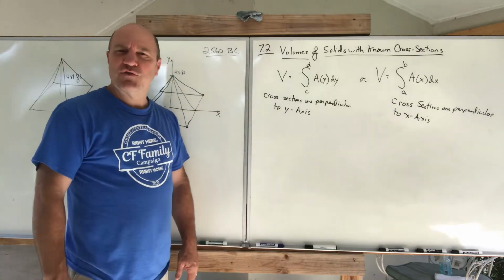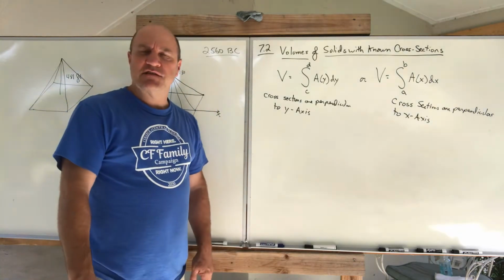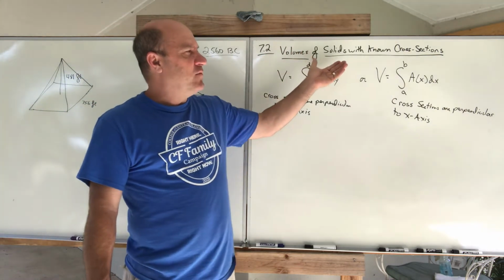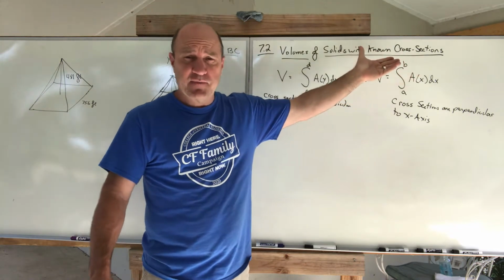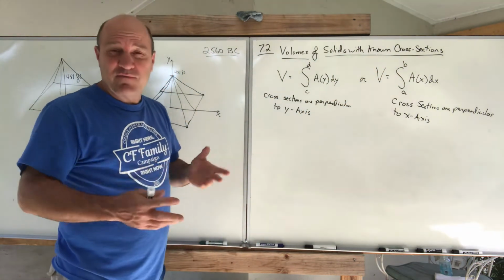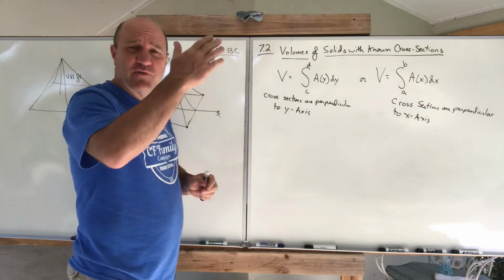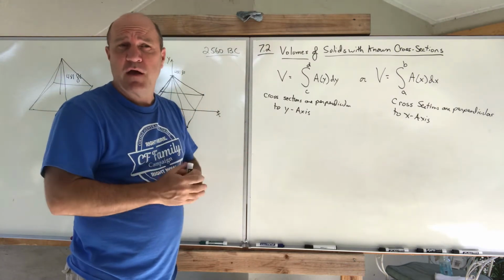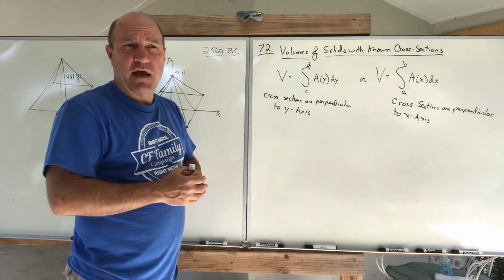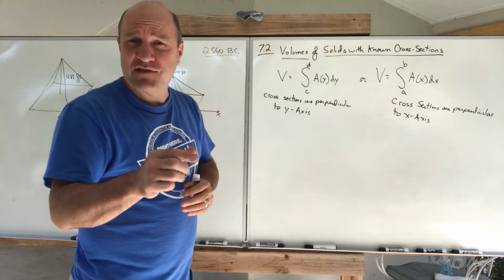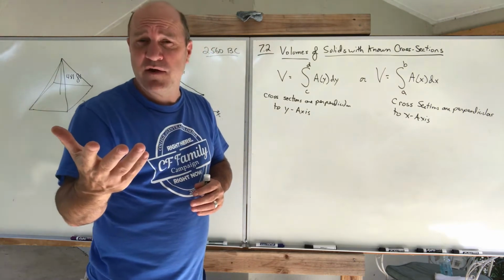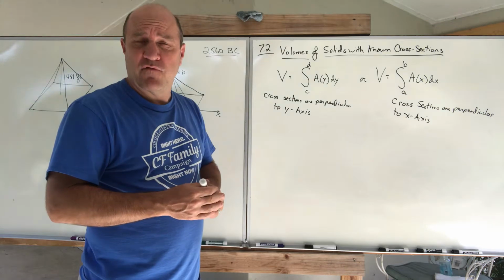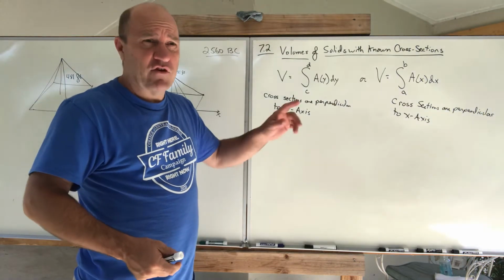Hello, Calculus 2. There's one idea left in section 7.2, and it's the volume of a solid with known cross sections. Now, when we were doing the disk method, we had known cross sections. We were slicing them into disks, so those cross sections were circles. We called them disks. And the area formula for the circle was pi r squared times its thickness. So that was the disk formula for the volume of a solid of revolution.